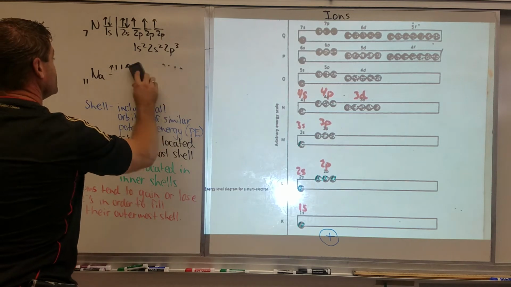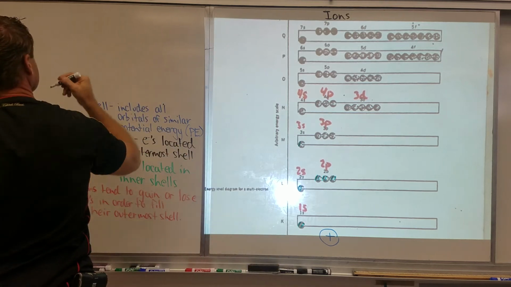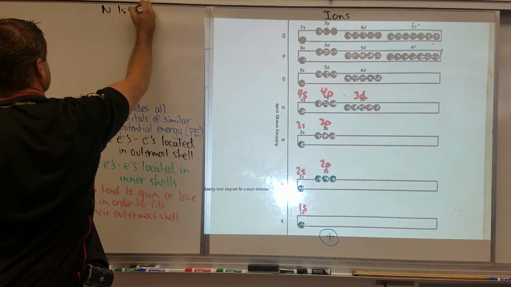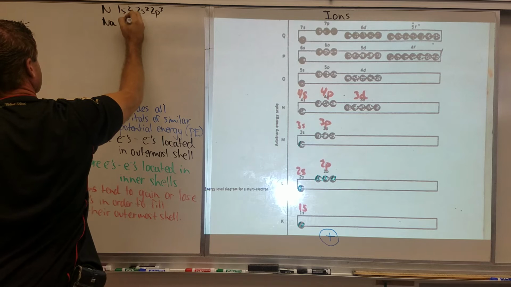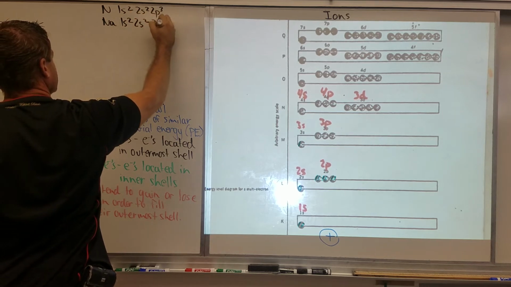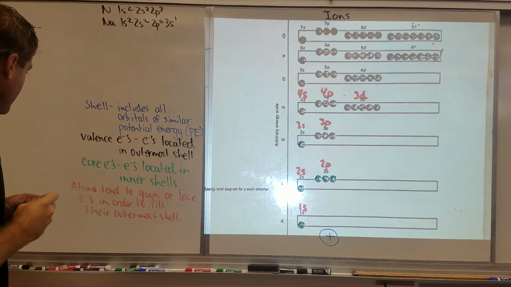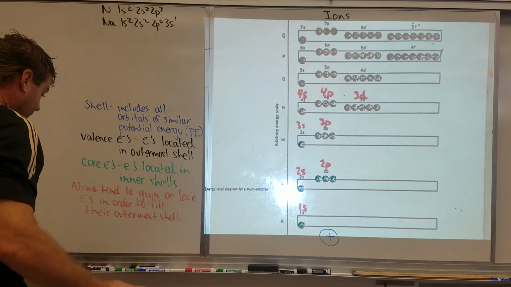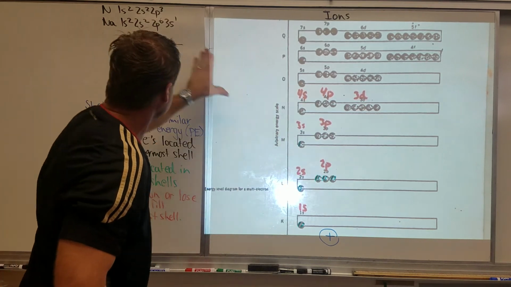I'm going to keep these here. Nitrogen's 1s2, 2s2, 2p3, and sodium was 1s2, 2s2, 2p6, 3s1. So, we're going to use this to try to make some predictions. So now, I want you to look. This was the electron configuration of sodium.